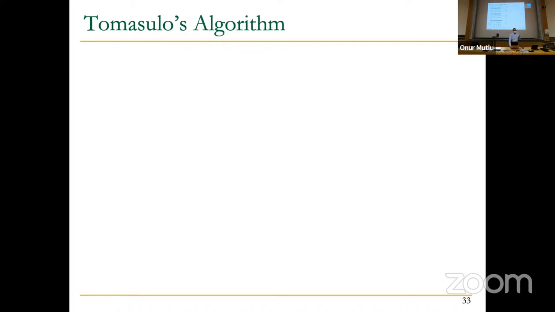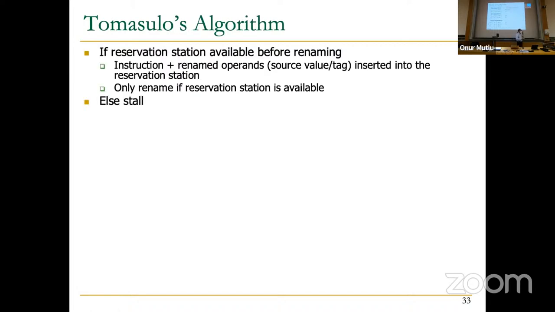So let me give you a high-level overview of Tomasulo's algorithm. You have this reservation station that you want to put the instructions in. When an instruction is being decoded, we first check if a reservation station is available, meaning can you put this instruction into the buffer? If it's not available, then you're going to stall. So a stall happens here only if a reservation station is not available or a reorder buffer entry is not available. And hopefully you size these things so stalls don't happen that much. If the reservation station is available, you put the instruction and the renamed operands, meaning source, value, and tag, into the reservation station. And you only rename the registers if the reservation station is available. That makes sense because you're not going to move the pipeline if you're stalling.